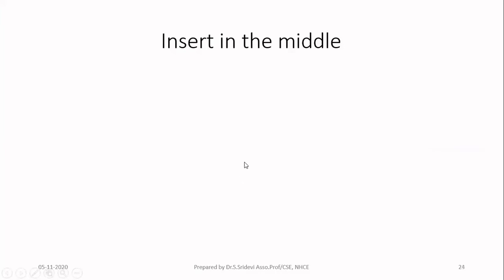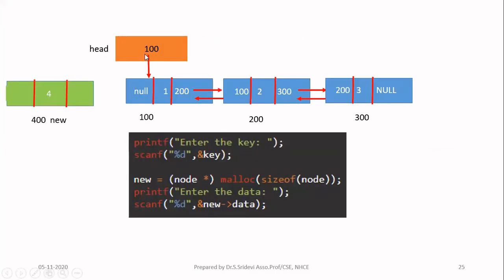Now let us see insert in the middle of the linked list. When you want to insert in the middle of the linked list, first from the user, you will get the key value. Key is going to represent after which node you want to insert this particular node. So I am getting the key from the user and storing it in the variable called key. After that, I am creating this new node. Now you can see I am writing only the data field of the new node. I am not writing any pointers because this will be inserted in the middle, so both the pointers will have some data. Just I am getting the data value.